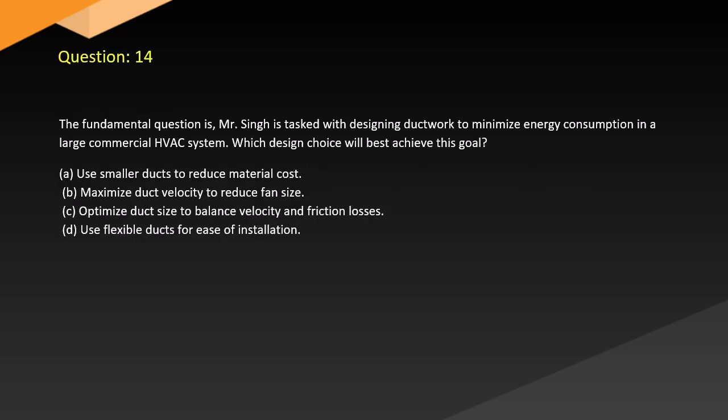Question 14. The fundamental question is, Singh is tasked with designing ductwork to minimize energy consumption in a large commercial HVAC system. Which design choice will best achieve this goal? A. Use smaller ducts to reduce material cost. B. Maximize duct velocity to reduce fan size. C. Optimize duct size to balance velocity and friction losses. D. Use flexible ducts for ease of installation.